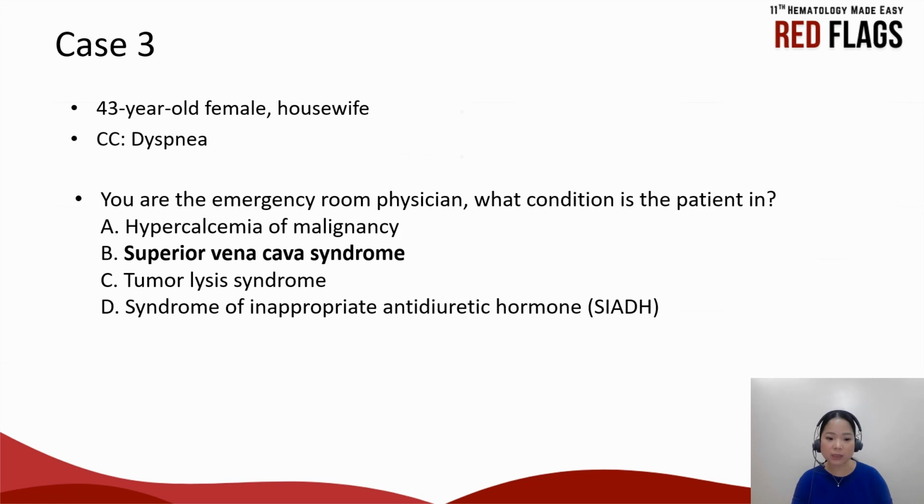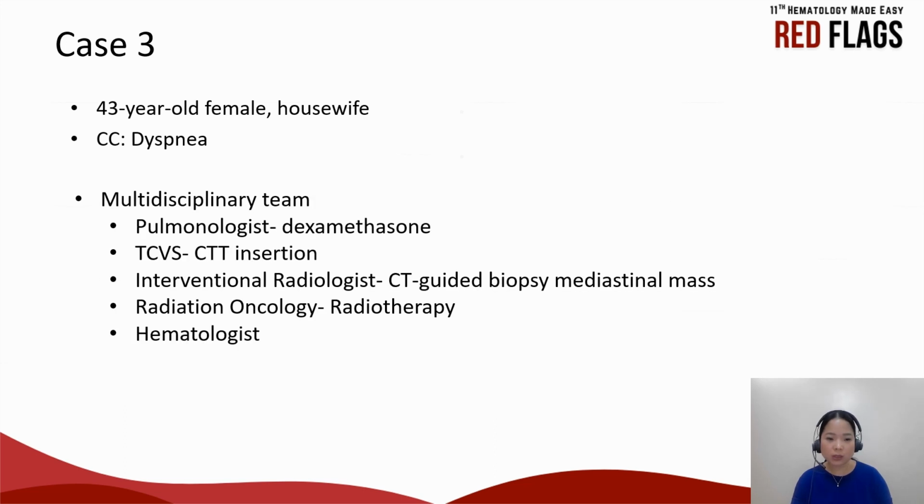10 centimeters in diameter. So this patient was actually handled by a multidisciplinary team. The main attending was actually a pulmonologist who started dexamethasone for the SVC syndrome. She was referred to TCVS for CTT insertion for the massive pleural effusion. The patient underwent CT-guided biopsy of the mediastinal mass by an interventional radiologist and was later on referred to radiation oncology for radiation therapy. And the biopsy of the mediastinal mass was signed out as a diffuse large B-cell lymphoma, hence was referred to hematology for chemotherapy.